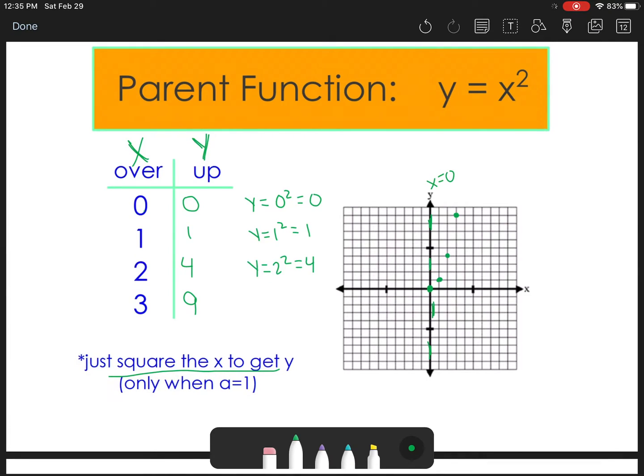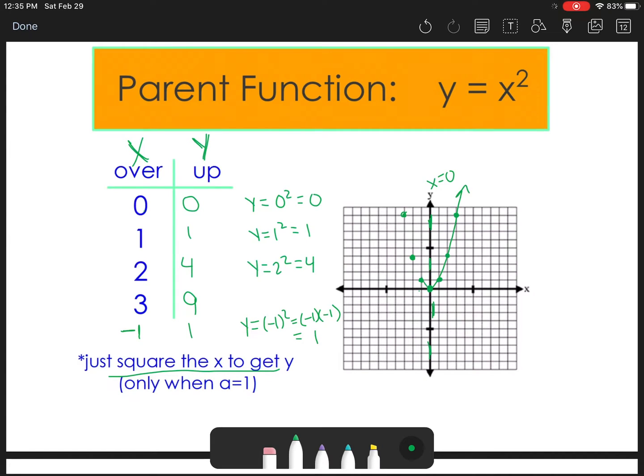So we could just mirror it, but just so you can see, if we picked a negative x value, negative 1 squared would be negative 1 times negative 1. Well, negative times a negative would leave us with a positive 1. So notice how we go negative 1, up 1. We're just mirroring those points across our y-axis. So this is our parent function.